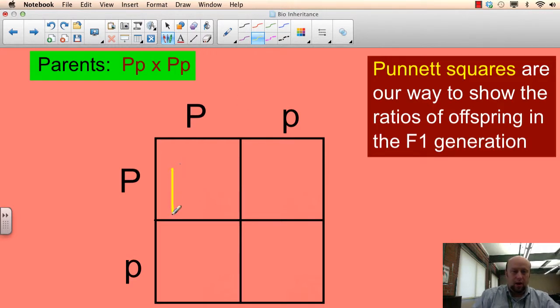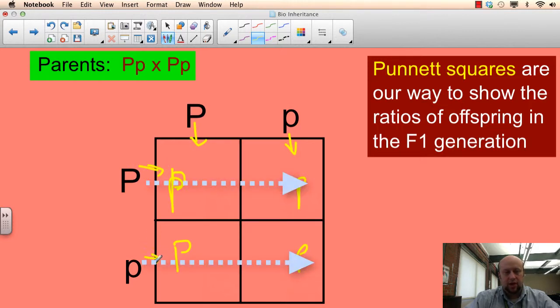So I'm going to write an uppercase P. Down the bottom, I write another uppercase P. Over here, I write a lowercase p and then another lowercase p. So that's me carrying these traits down, and then I'm going to carry these traits across. So I'm going to write those.